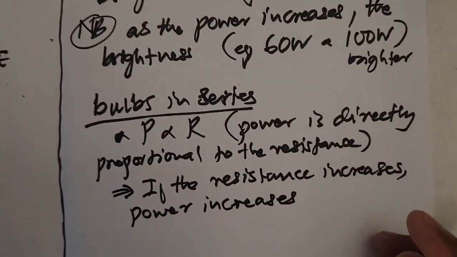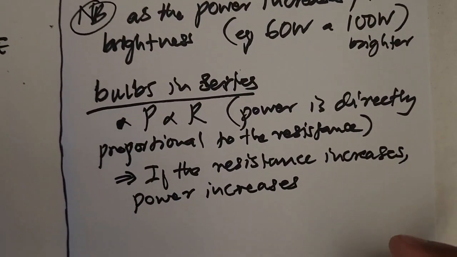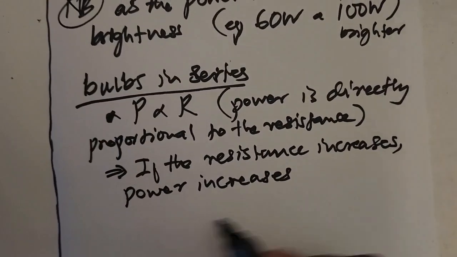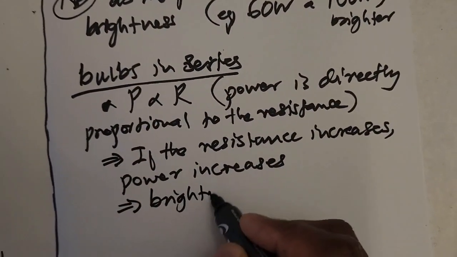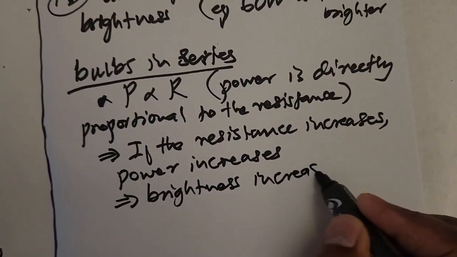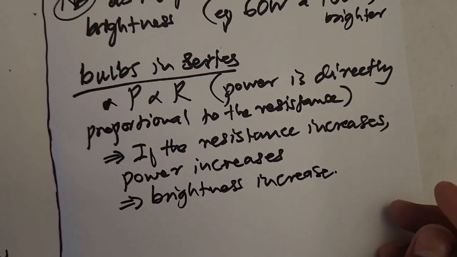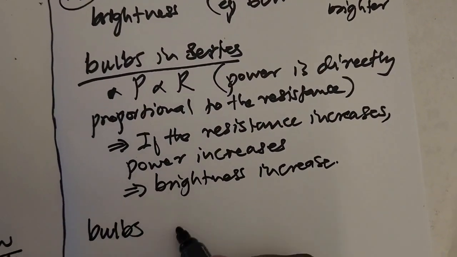So that is the case here. Fine. And once the power increases, it means that also the brightness will increase. Brightness increases. That is when you are connecting resistors in series. Then now bulbs in parallel.